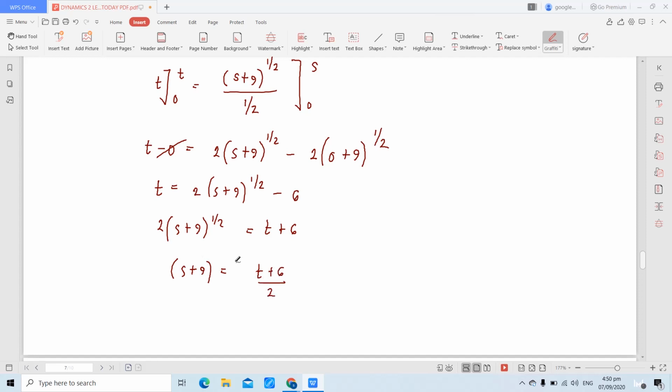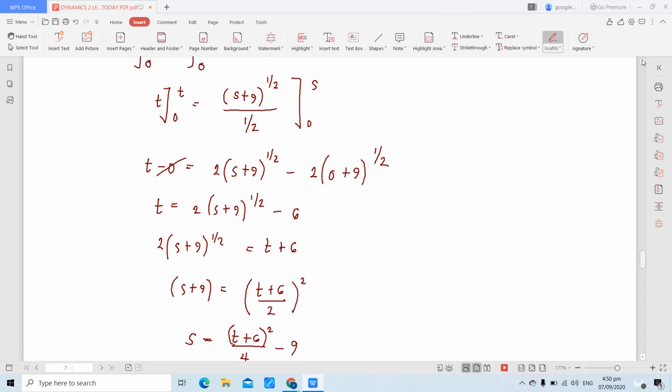May 1/2 dito. Square mo both sides of the equation. Quantity squared. Nawala na yung 1/2 dito. And then, lipat mo dun sa kabila. Therefore, s is equivalent to quantity t plus 6 squared over 4 minus 9. Gets po? So, simplify lang natin. What is t plus 6 quantity squared?